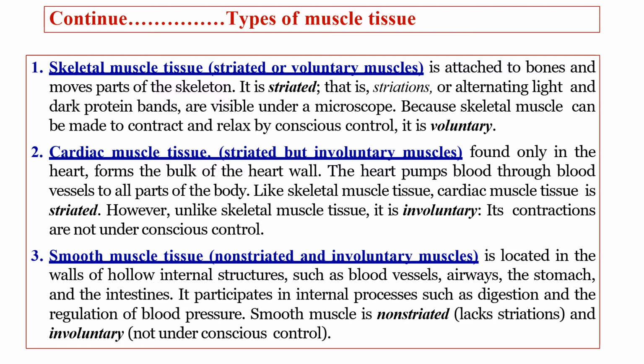Smooth muscle tissue, non-striated and involuntary muscle, is located in the walls of hollow internal structures such as blood vessels, airways, the stomach, and the intestine. It participates in internal processes such as digestion and the regulation of blood pressure. Smooth muscle is non-striated, lacking striation, and involuntary, not under conscious control.